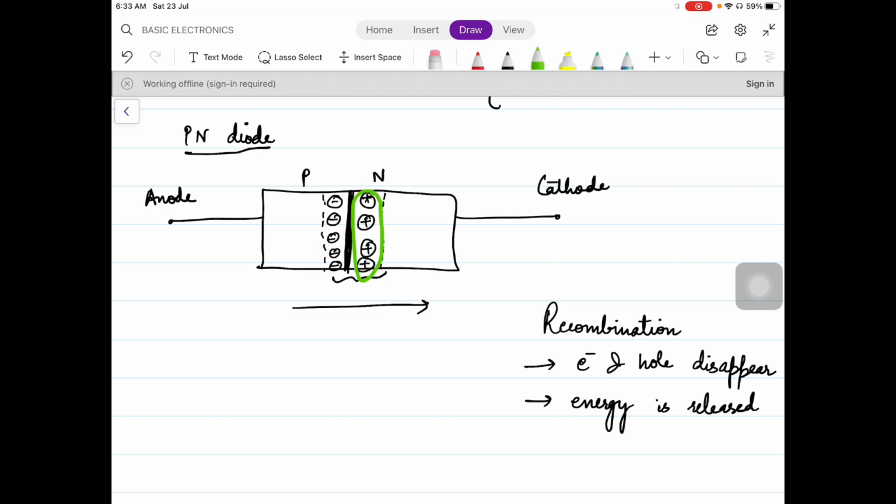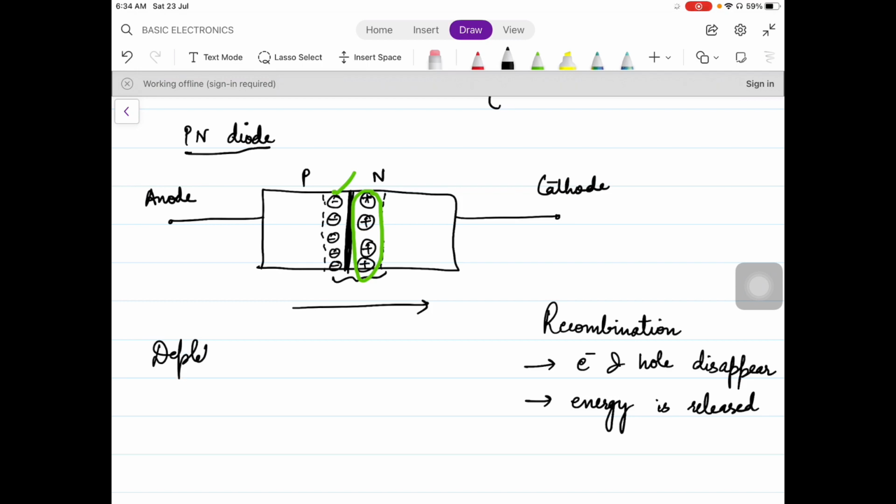Similarly, the electrons that are trying to enter from n type to p type will be repelled by the negative charge of the depletion layer, or the negative ions that are present in the depletion layer. So what is depletion layer?